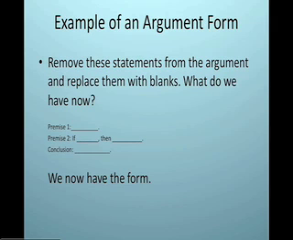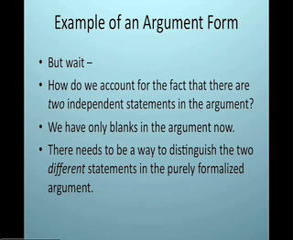Now we can remove these statements from the argument and replace them with blanks. What do we have then? Well, we have premise 1, blank, premise 2, if blank, then blank, conclusion, blank. We now have a kind of form of the argument. But wait, how do we account for the fact that there are two independent statements in the argument? We have only blanks in the argument now. There needs to be a way to distinguish the two different statements in the purely formalized argument.